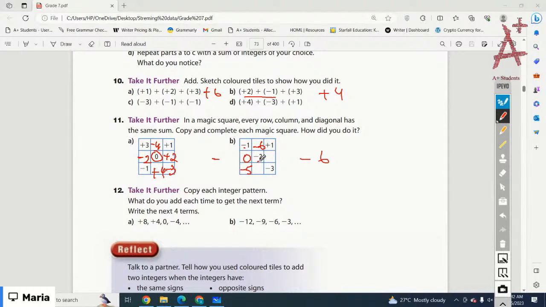Negative 6, negative 2 makes negative 8. Here you have negative 2, positive 2, because negative 2 and positive 2 makes 0. You are left with negative 6. Okay, negative 3, and that means here you have negative 4, because negative 3 and you are left with negative 2. Yes, it is 4.